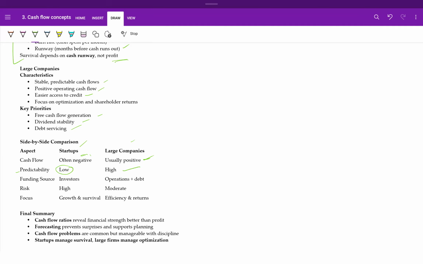When we talk about the funding sources of startups as compared to large companies, startups depend heavily on external funding, such as angel investors, venture capital, and founders' capital. Since internal cash generation is limited, startups rely on investors to finance operations and growth.